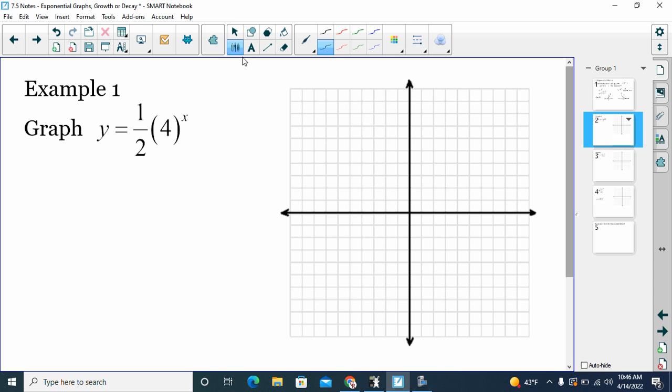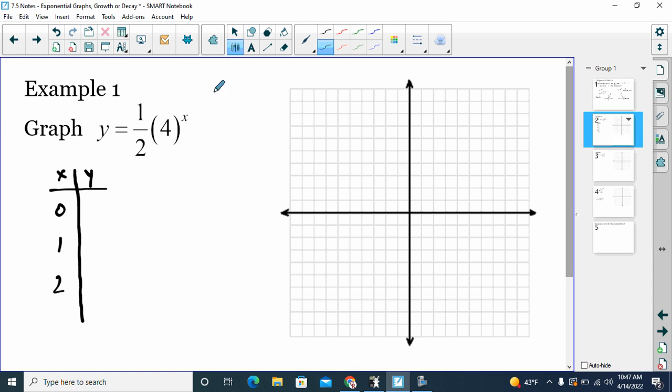The first thing we're going to do is graph an exponential equation. We're given y equals 1/2 times 4 to the x. To graph this exponential equation, we're going to make an xy chart. For these, we are just going to plug in 0, 1, and 2 for our x's and get our y's. So to graph an exponential equation, we make an xy chart. The x values we're always going to plug in are 0, 1, and 2.